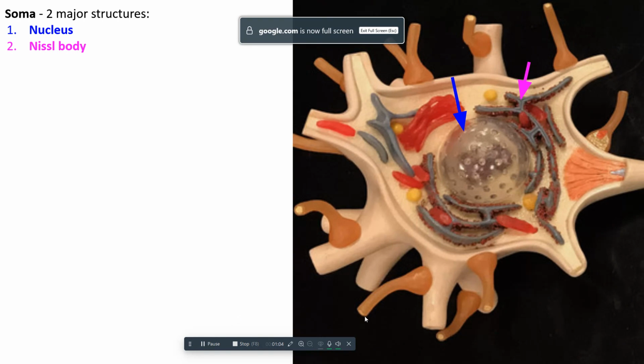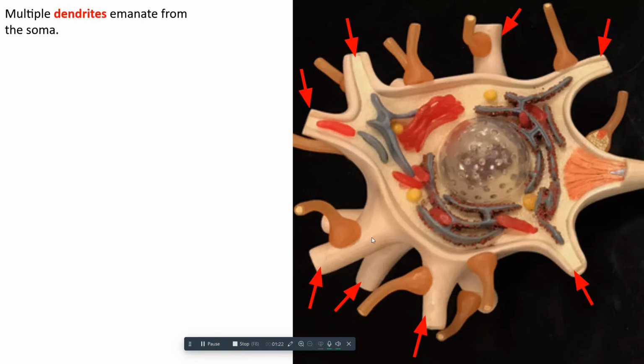Now we've zoomed in on the soma, or the cell body, just to show you that nucleus and that Nissl body. Remember that the Nissl body, or Nissl substance, is the rough ER, the rough endoplasmic reticulum of the neuron. Now we see a bunch of dendrites coming out. Of course, the word dendrite means branches, and dendrites do branch extensively, which gives me more surface area, which creates a bigger receptive region for the neuron.